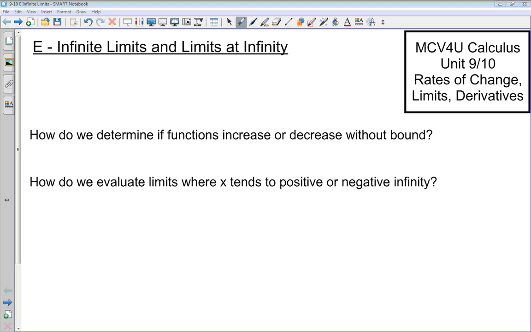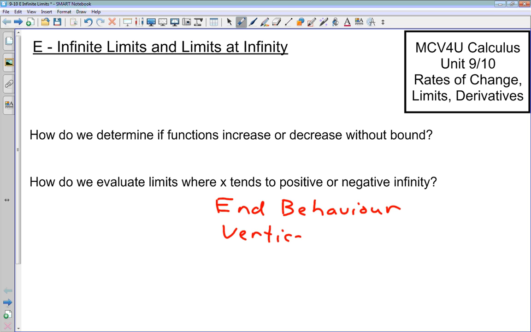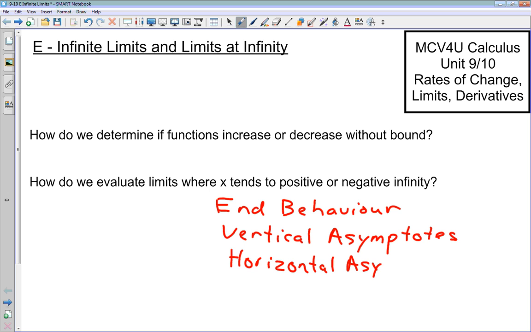In fact, you've encountered these situations before in advanced functions, but we just gave them slightly different names and we didn't talk about them in terms of limits. But you did look at things such as the end behavior of a function, and you looked at vertical asymptotes and horizontal asymptotes. So hopefully over the course of this lesson we will be able to connect what you already know about asymptotes to what we've been talking about with limits.